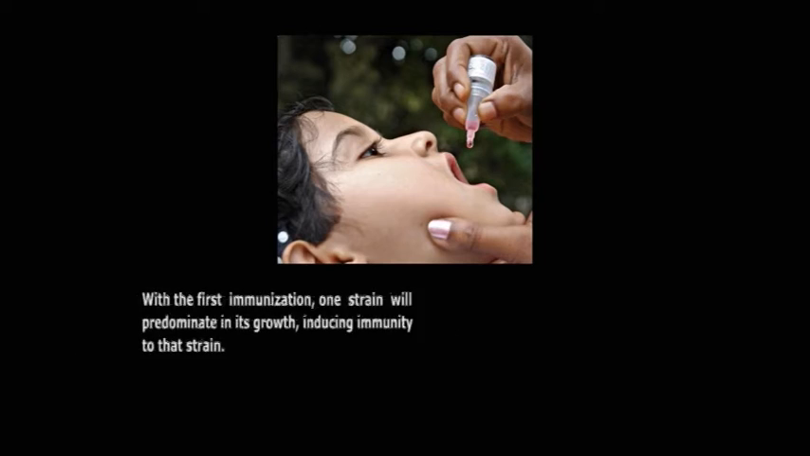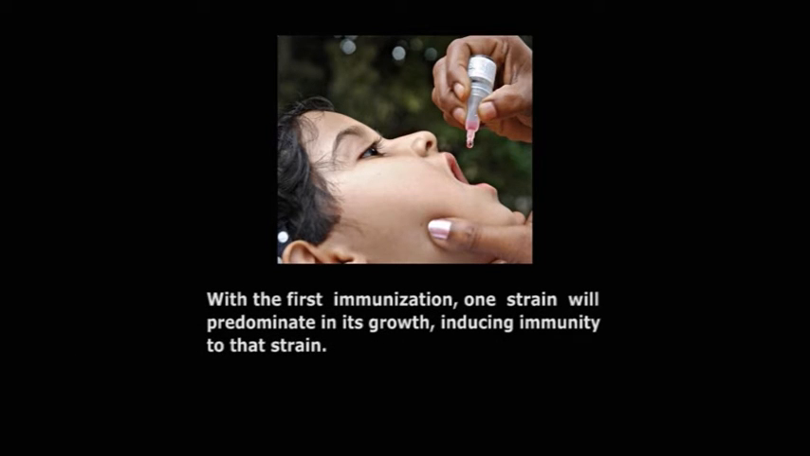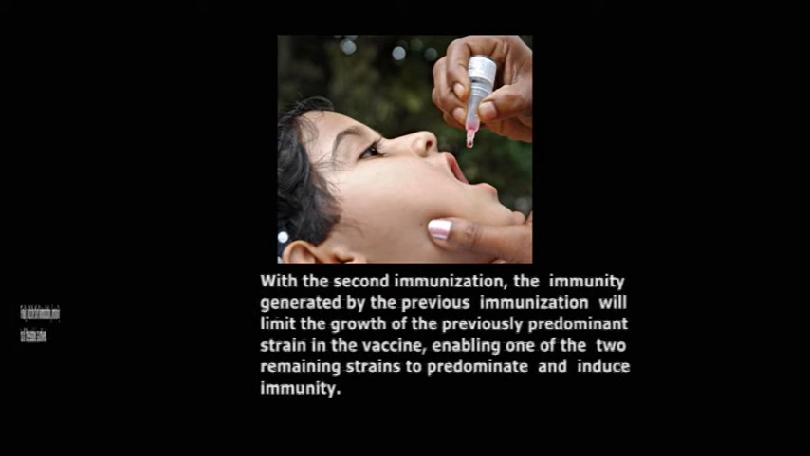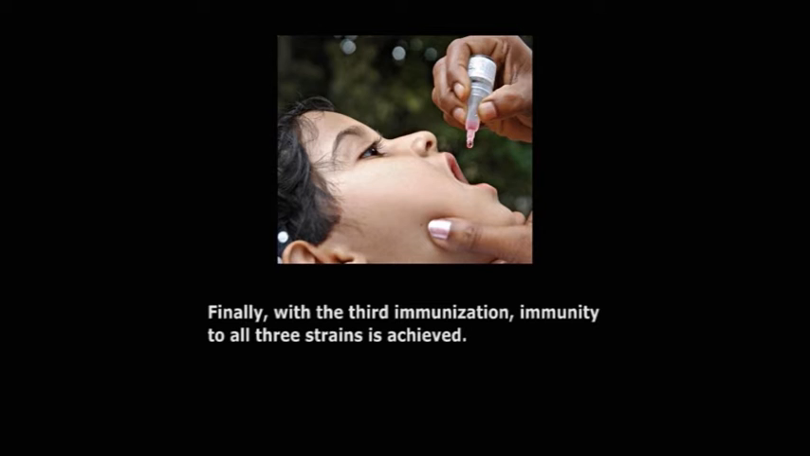Unlike most other attenuated vaccines which require a single immunizing dose, the Sabin polio vaccine requires boosters because the 3 strains of attenuated poliovirus in the vaccine interfere with each other's replication in the intestine. With the first immunization, one strain will predominate in its growth, inducing immunity to that strain. With the second immunization, the immunity generated by the previous immunization will limit the growth of the previously predominant strain in the vaccine, enabling one of the 2 remaining strains to predominate and induce immunity. Finally, with the third immunization, immunity to all 3 strains is achieved.